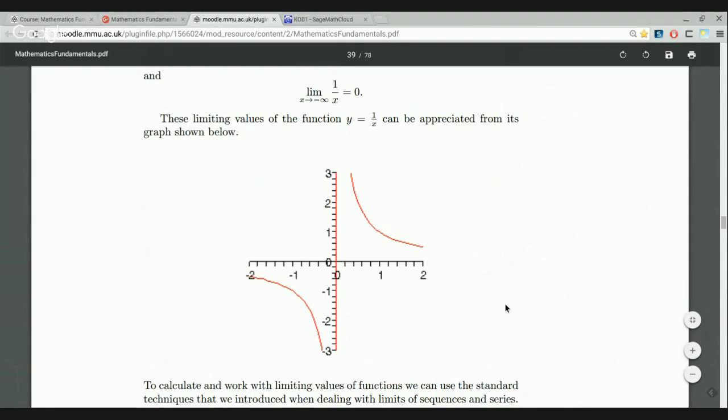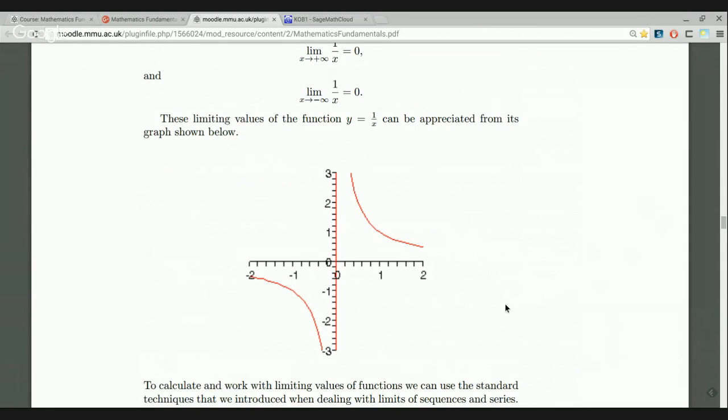And we can appreciate all of this from the graph of the reciprocal function. So this red graph here is the graph of the function 1 over x. And you can see, as you get closer and closer to 0 from the left, the values are getting larger and larger in the negative direction. As you approach 0 from the right, they're getting larger and larger in the positive direction. So that says the limit as x goes to 0 is either minus infinity or plus infinity, depending on which direction you approach x from.